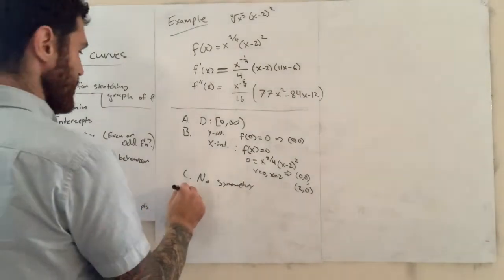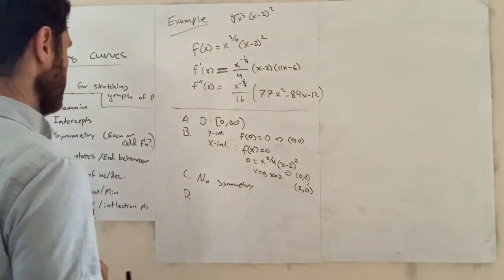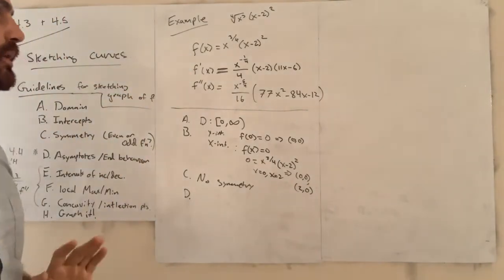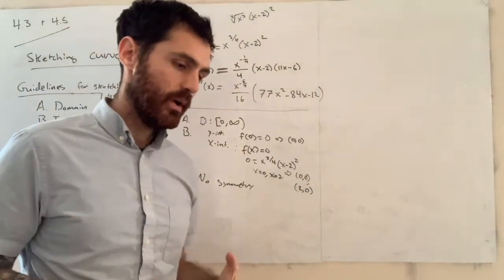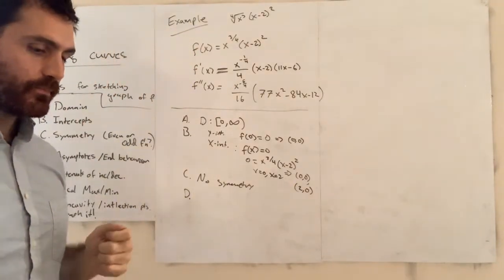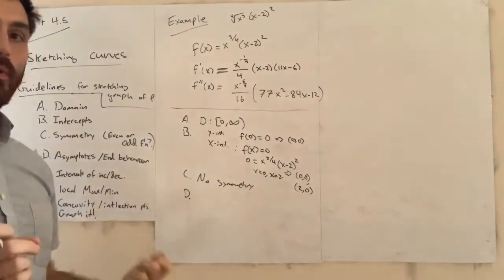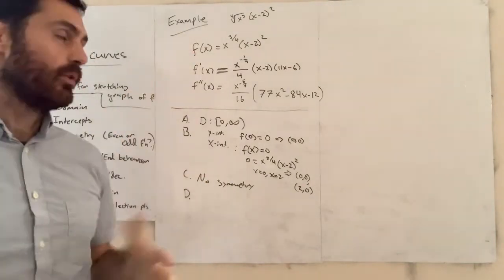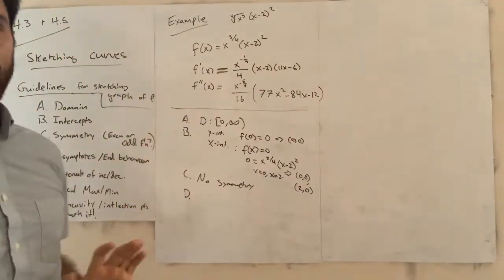Okay, D, asymptotes and end behavior. Well, our function doesn't have any asymptotes. Remember, asymptotes are points where, if you take a right or left limit, it's going to go off to infinity, or negative infinity. We don't have anything like that.